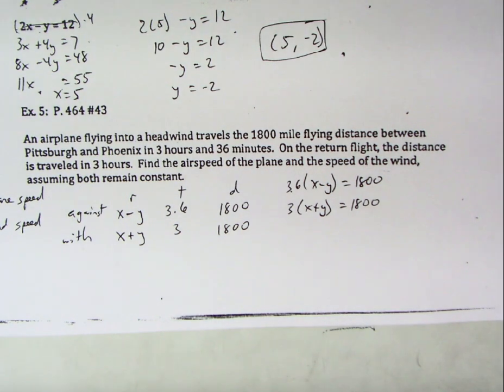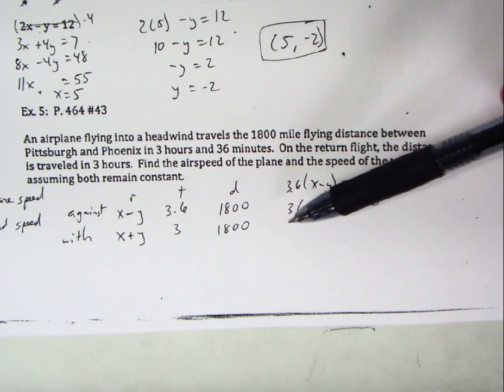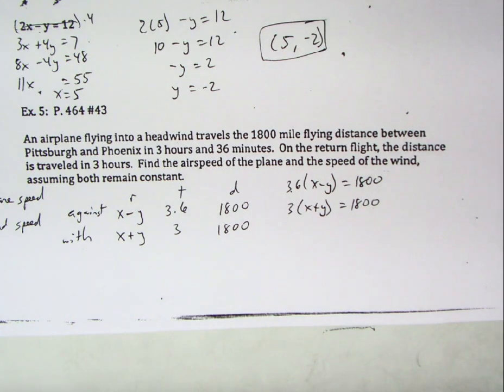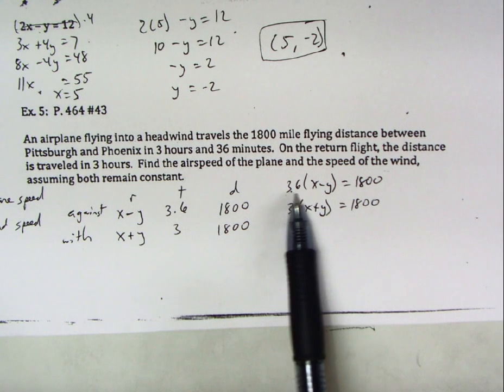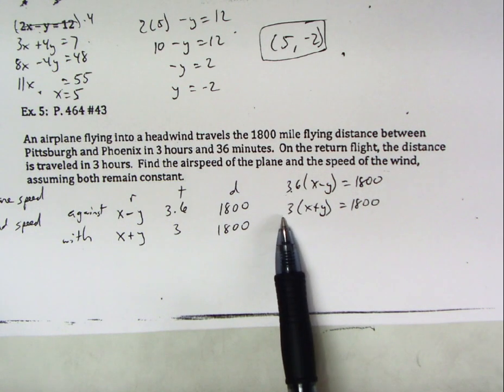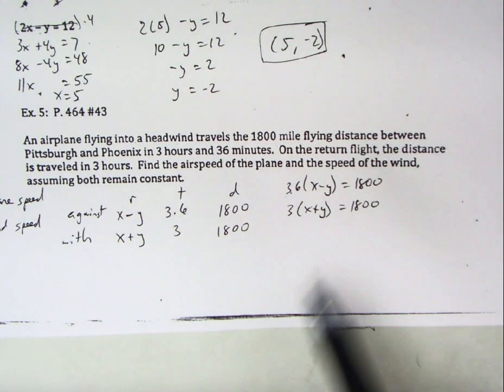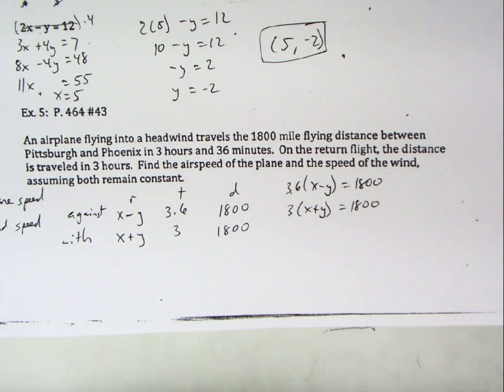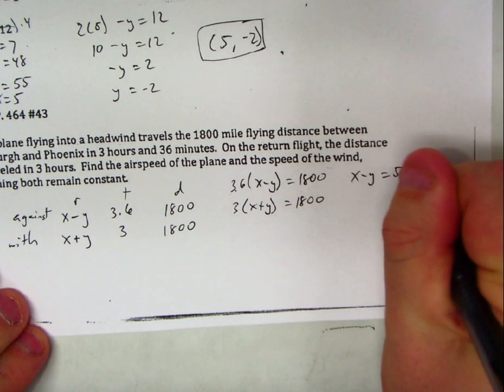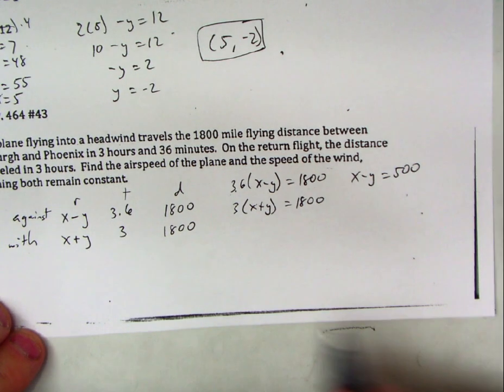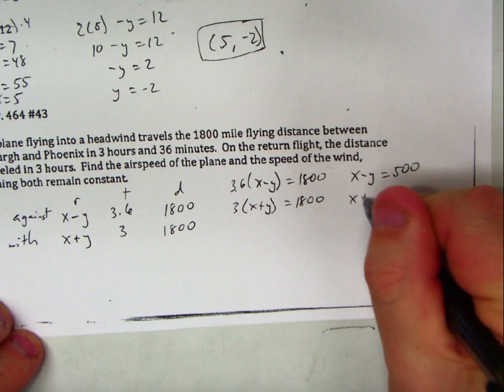You have some options here. You're going to be very tempted to distribute these numbers inside the parentheses. That's always a habit. I would avoid that. It's not wrong. You can get to the right answer that way, just more work. I would encourage you right here just to divide both sides of the top equation by 3.6, and here, divide both sides by 3. You'll see why. On that top equation, I'm not going to distribute. I'm going to divide both sides by 3.6. When I do that, I get x minus y equals 500. The bottom equation, I'm going to divide both sides by 3. So x plus y equals 600.